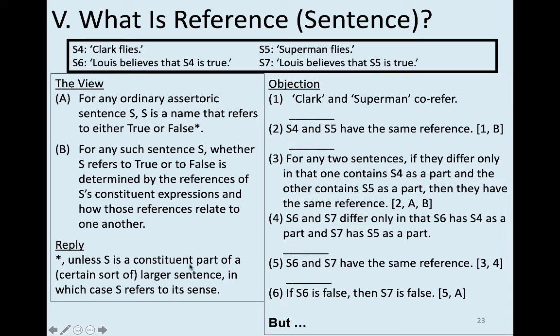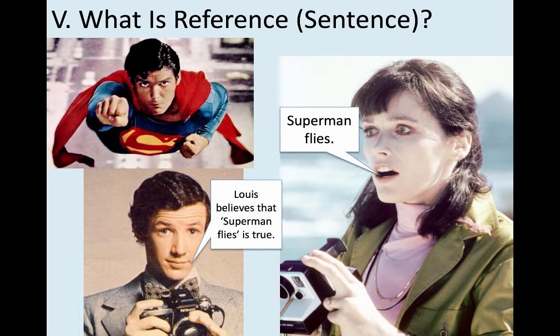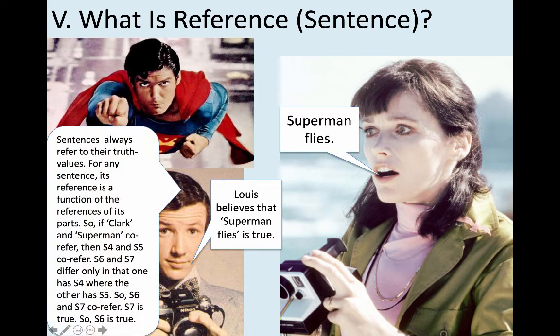Now, this is actually not quite right. We'd have to elaborate a bit because it's not just any time you stick a sentence in a larger sentence that it refers to its sense. It's in particular circumstances like inside belief clauses. Now, let's look at an example here to illustrate the idea. You have Lois and she says Superman flies, and suppose she doesn't yet know that Clark and Superman are the same guy. And Jimmy Olsen does know that, and he says Lois believes Superman flies.